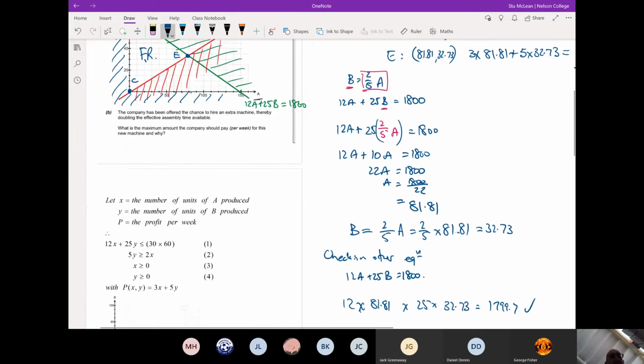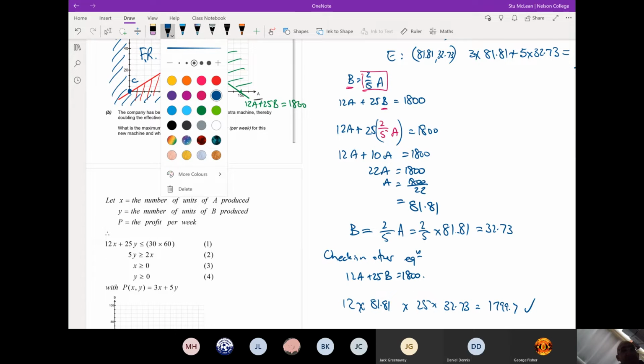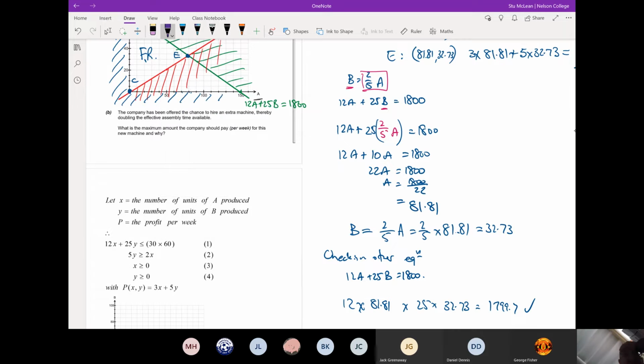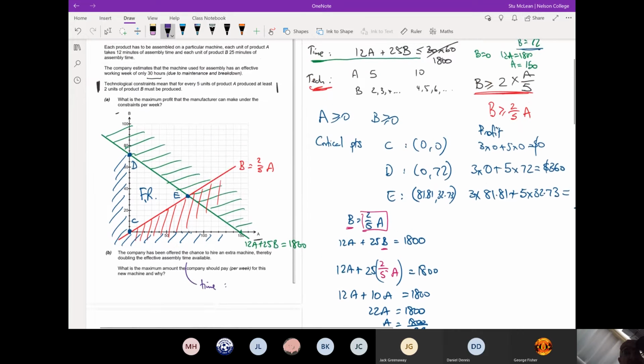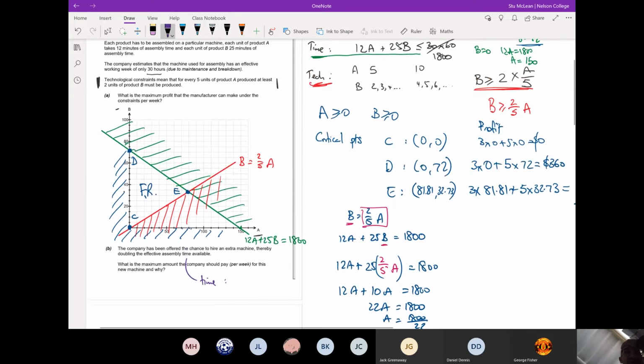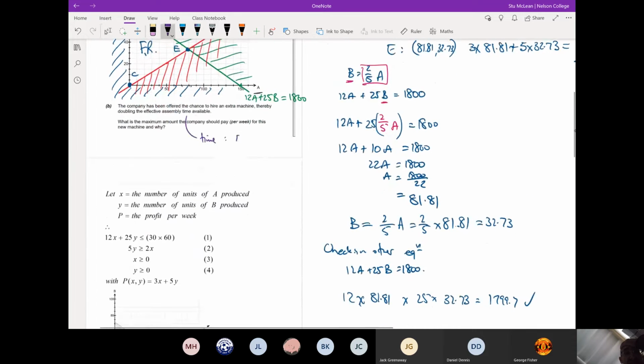So I have a new constraint equation coming in here. Where's my pen? I don't know. Let's go with purple. So my new constraint equation for time: it still takes the same amount of time to make an A and a B. It still takes 12 minutes to make an A and 25 minutes to make a B. But I've doubled the amount of time available. So instead of it being 1800, it's now going to be 3600.